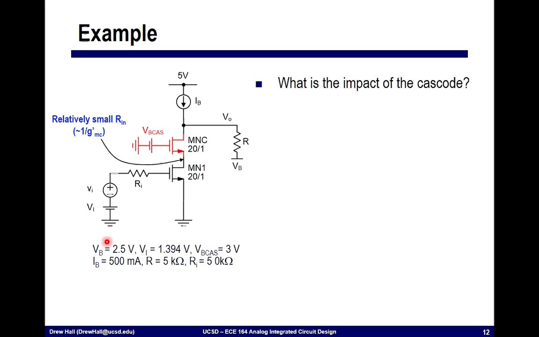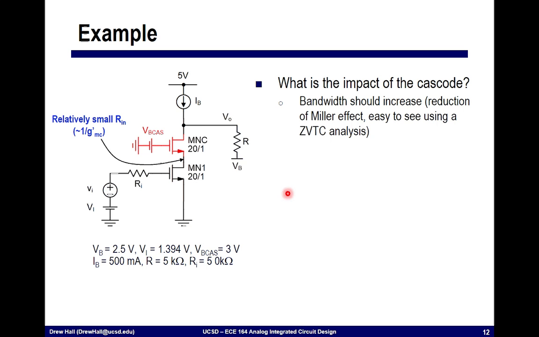Okay, so here are the parameters that I used. VB is 2.5 volts. VI is 1.394. The cascode voltage was 3 volts. This has a bias current of 500 milliamps, so a lot of current, 5 kilo ohms, and an input impedance of 5 kilo ohms. And we want to understand and answer this question: what is the impact of the cascode?